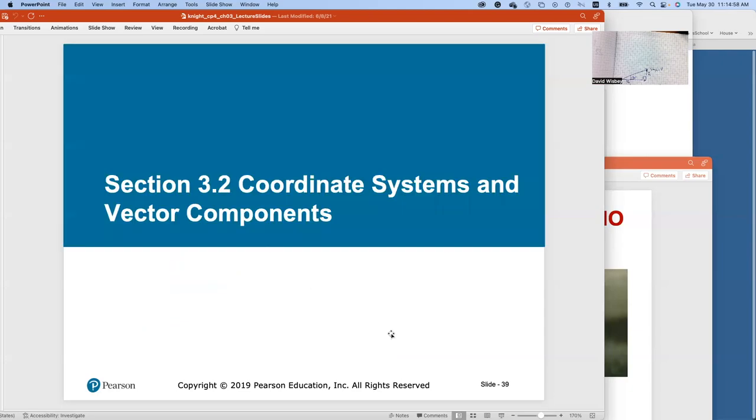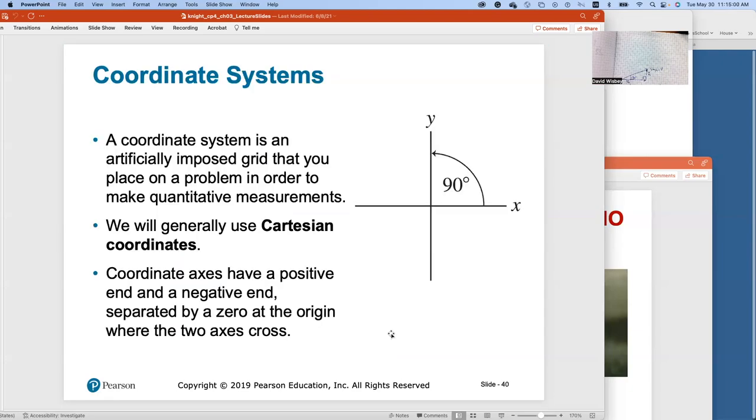All right, coordinate system and vector components. So, hopefully this is review. We're going to use Cartesian coordinates, meaning we have X and Y. I don't think we're going to do anything with three dimensions. So all of our problems are just going to be in two dimensions, because we can always shift our coordinate system.